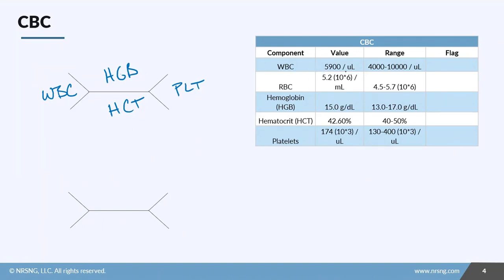Because white cells are counted actually in thousands, you're not going to put 5,900. What you're actually going to put is 5.9 here. So then we go to our platelets, which is over here. Again, these are measured in thousands, so we're going to put 174,000.